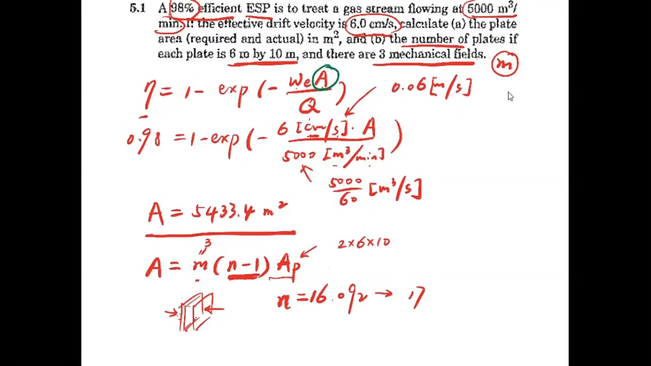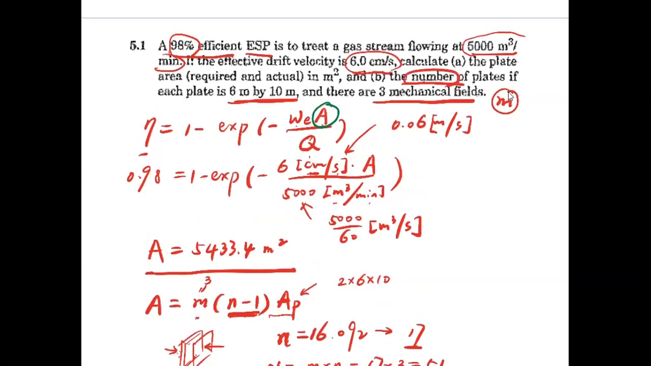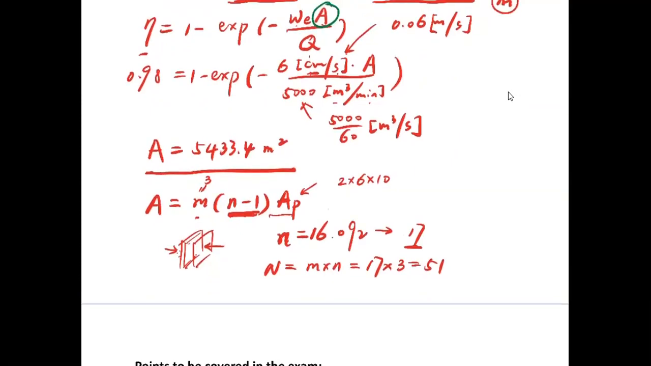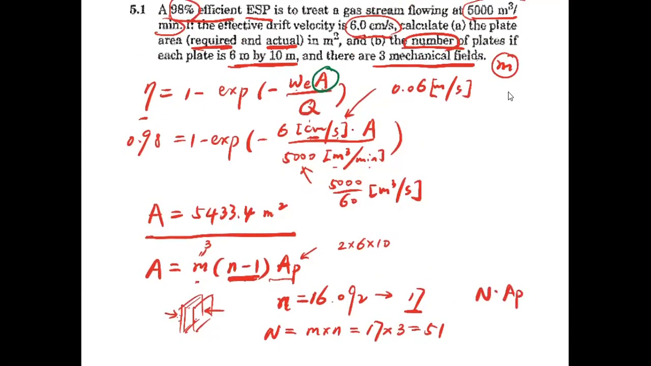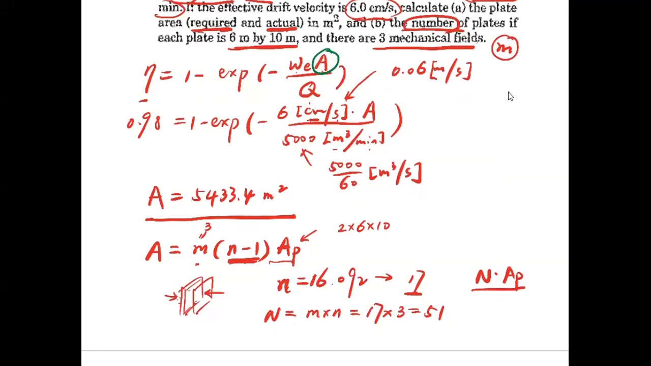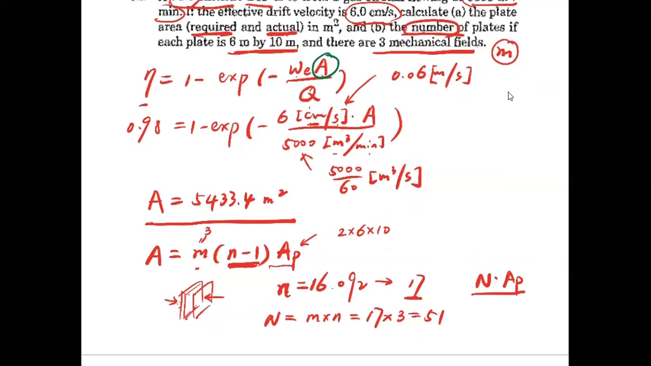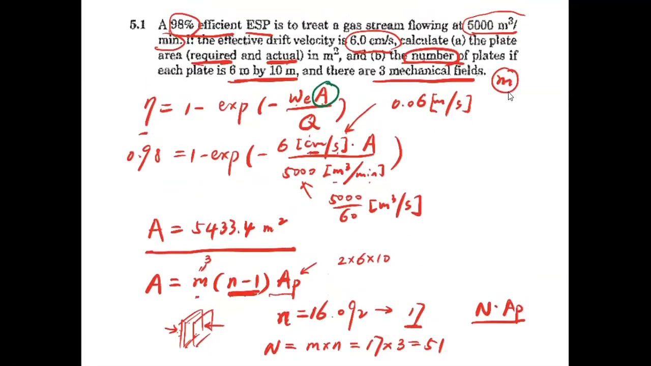So we have the number of plates in each mechanical field. The total number of plates will just be M multiplied by N: 17 multiplied by 3 is 51. Okay. So now it's the total number of plates, and then we need to look back. First we have the required plate area, and the actual plate area will just be N multiplied by AP, right? So that is the actual plate area, right? So basically, this is how we design an ESP system, right?